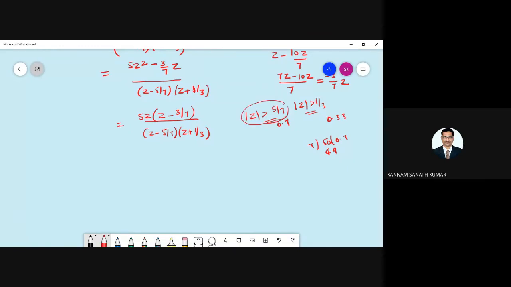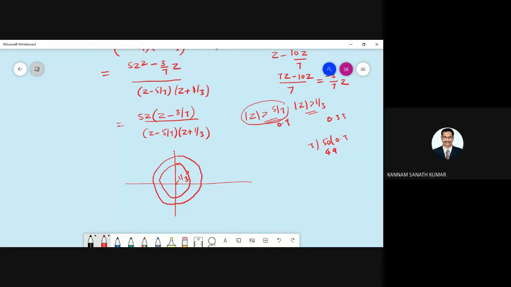Okay, so that means if you see the ROC, suppose this is a circle. Let us consider it with radius 1 by 3. Okay, and this is another circle.